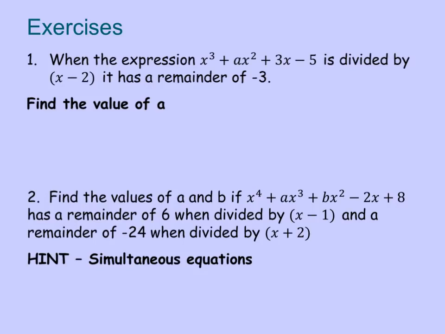Question 2. Find the values of a and b if x to the power of 4 plus ax cubed plus bx squared minus 2x plus 8 has a remainder of 6 when divided by x minus 1 and a remainder of negative 24 when divided by x plus 2. For question 2, there's a small hint. You might want to use simultaneous equations. Press pause on the video, have a go at both questions, and then press play to check your answer.